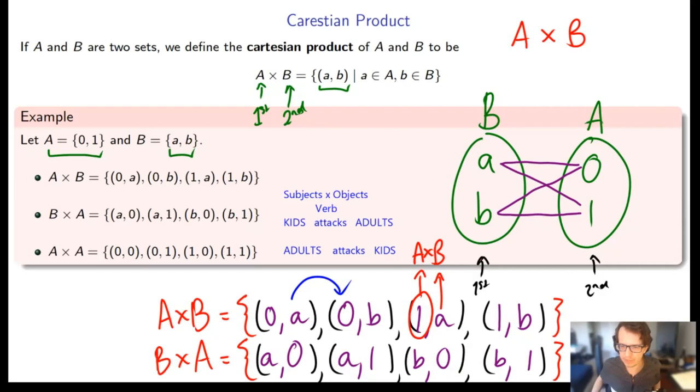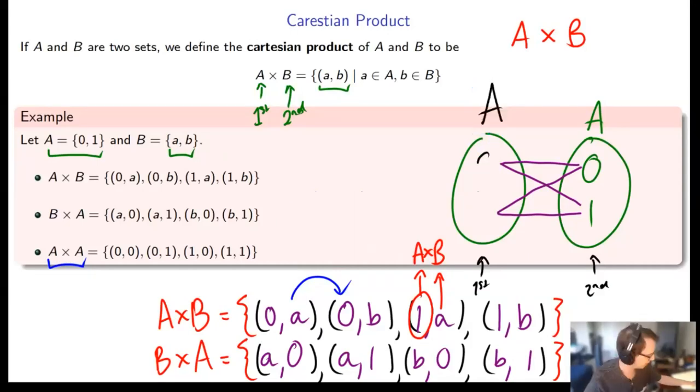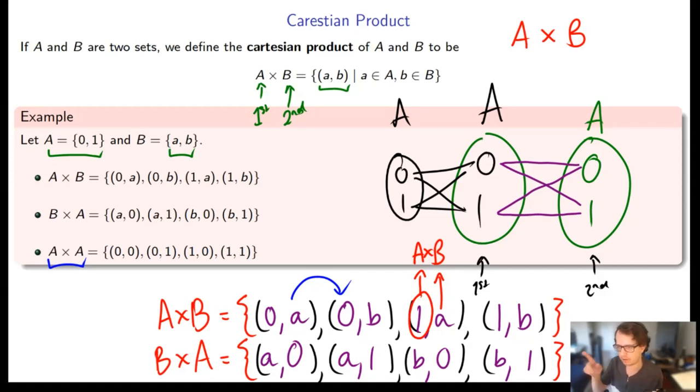And the last point right before the break is that you can also do A cross A. You can take the same set and do the cross product with itself. I won't illustrate this in terms of the notation because it's written right there. But if you do the pairs, you just draw the same set twice and you could get 0,0, 0,1, 1,0, 1,1. And you could also string this into A cross A cross A, and get 0,0,0, 0,0,1, 0,1,0, 0,1,1, and so on and so forth. So it doesn't have to be separate sets here.